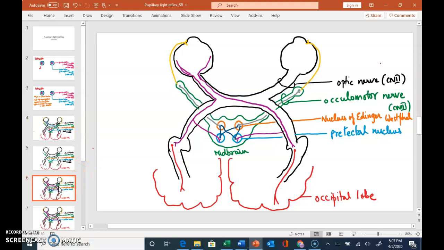Okay, now we will look at some scenarios here. So this is actually showing the same thing. I have drawn this before, and I'll make another video showing what happens if we have damage to the optic nerve, what will happen if we have damage to the optic chiasm. We will also talk about damages of the oculomotor nerve.